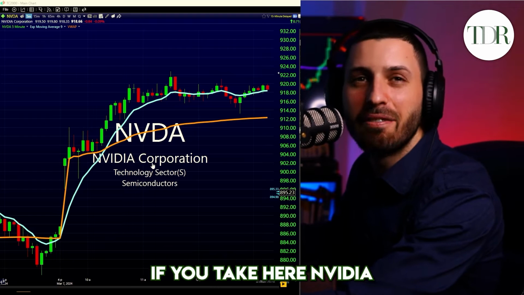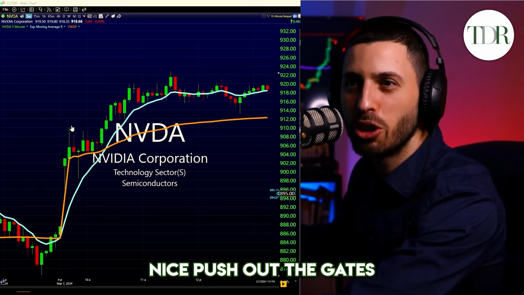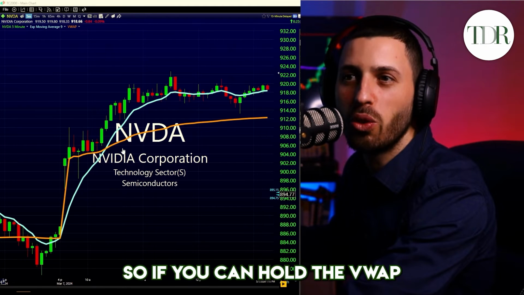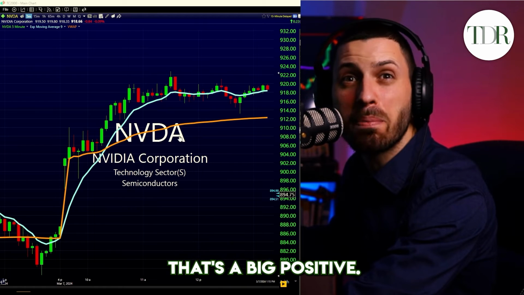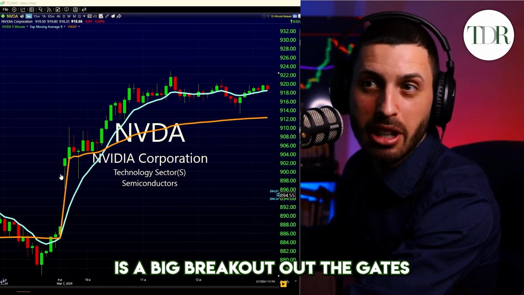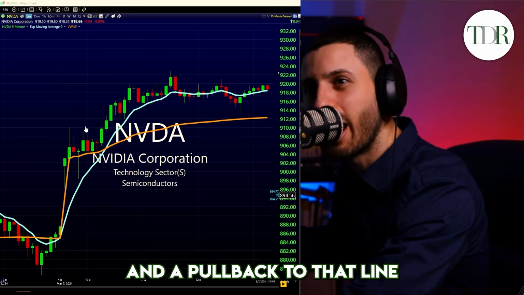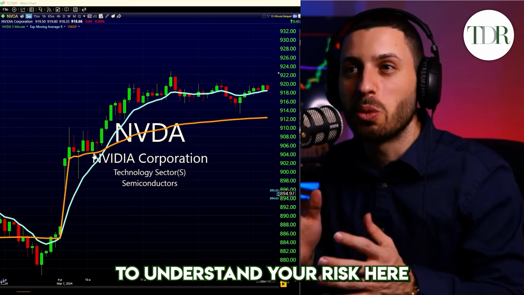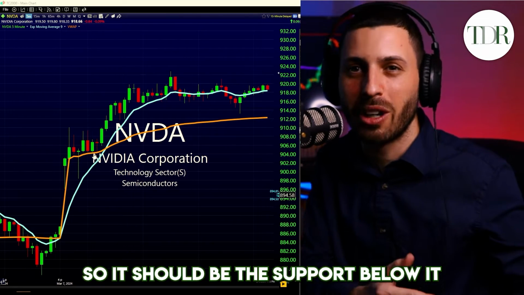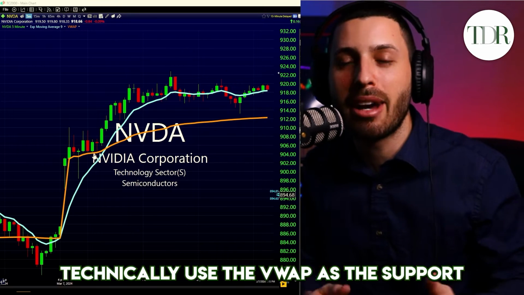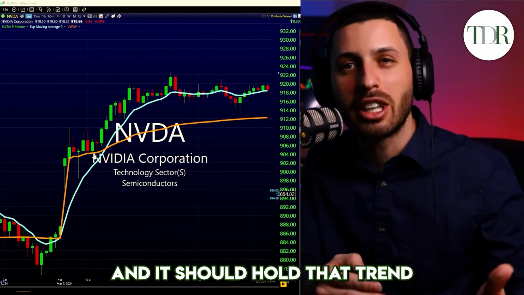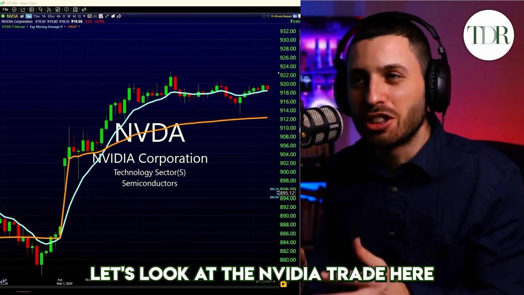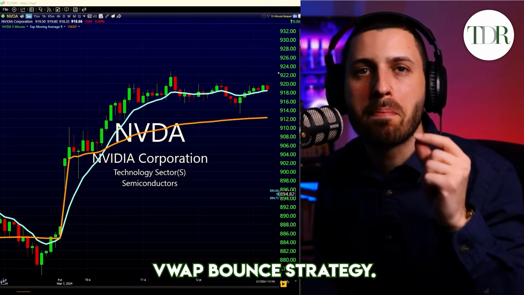If you take NVIDIA here, right, you can see that it had a nice push out the gates and it's held a pullback and then gone higher. So if it can hold the VWAP, which is the orange line, that's a big positive. So what we're looking for is a big breakout out the gates and a pullback to that line to join the party. Like always, it's important to understand your risk here, so it should be the support below it. And you could technically use the VWAP as the support, and it should hold that trend if it wants to remain strong. Let's look at the NVIDIA trade here, and I'm going to give you the VWAP bounce strategy.